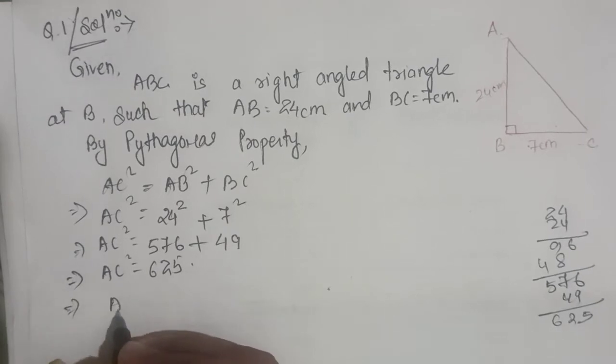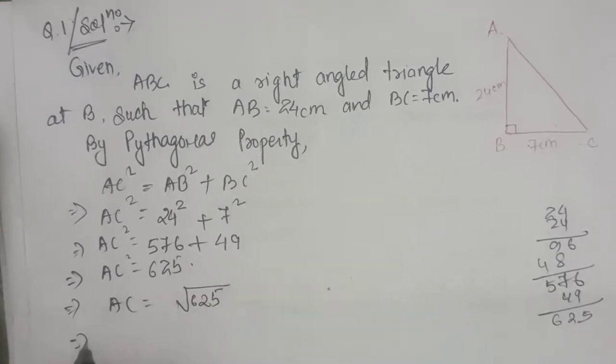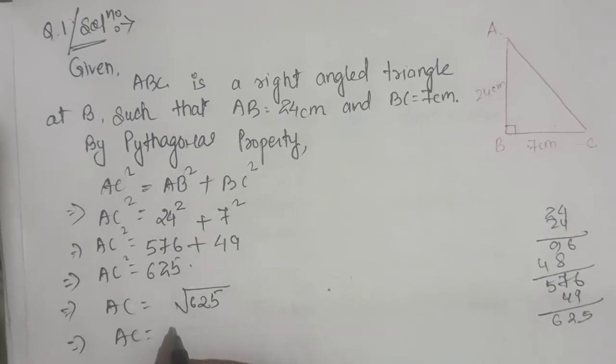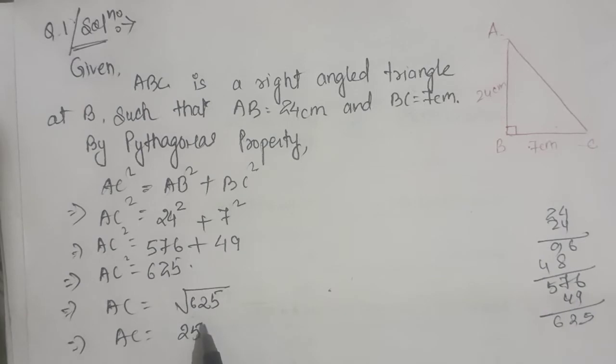So now we have to find only single AC. So the square will go and it will become root over. So AC will be equal to the square root of 625, which is 25. I think you all got how to find the square root of 625.